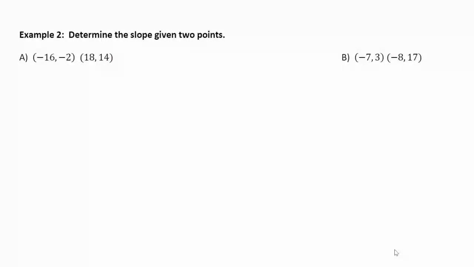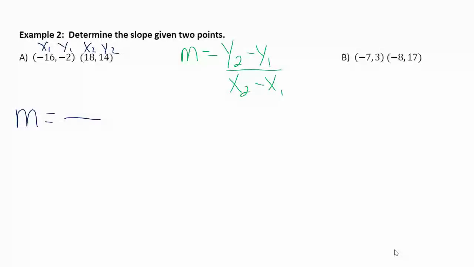In the next example, we're going to be using the slope formula to determine the slope between 2 points. Again, our formula is y2 minus y1 over x2 minus x1. It doesn't matter which point is point 1 or point 2 as long as you're consistent. So if I call this x1, y1, x2, y2, I can reverse the points as long as I'm careful how I label it. And we're going to put this into our slope formula. Remember, the subtraction is part of the formula.